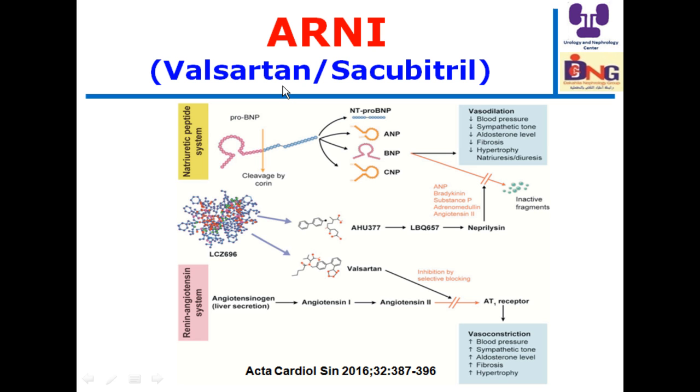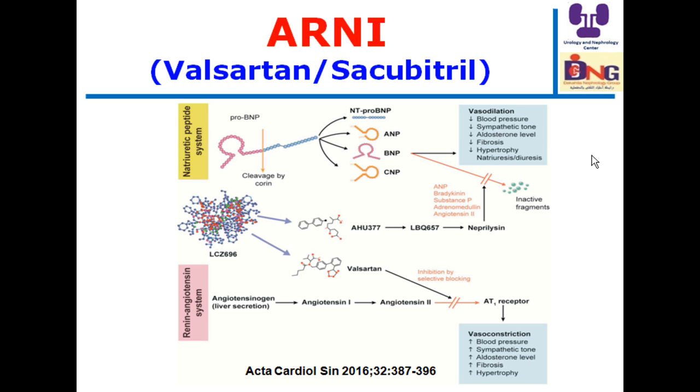Neprilysin is here, and leads to catabolism of natriuretic peptides. So if you block the metabolism by neprilysin inhibitors, which is sacubitril in this combination, this will lead to vasodilatation, decreasing blood pressure, decreasing sympathetic tone, decreased aldosterone level, decreased fibrosis and hypertrophy. So all these are advantages beside the use of classical angiotensin receptor blockers.